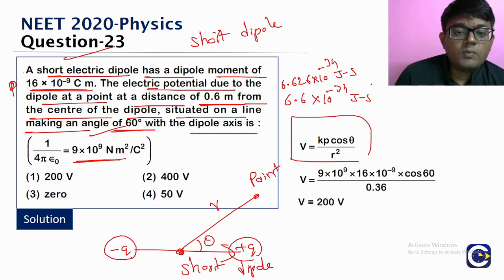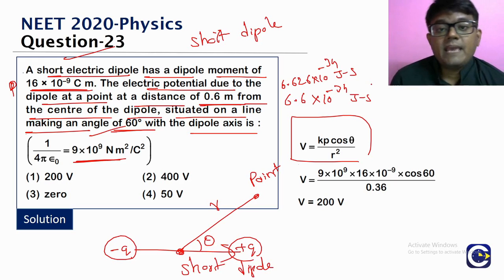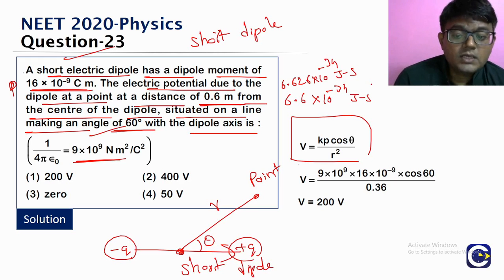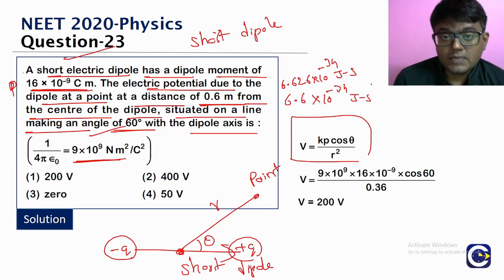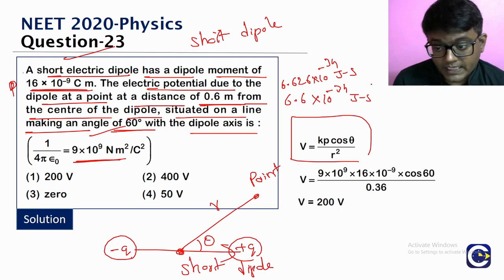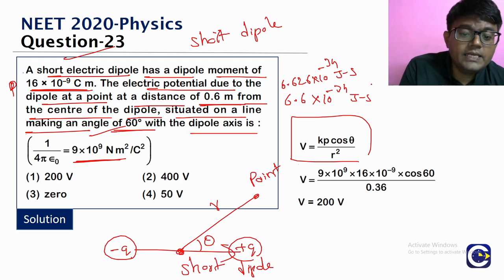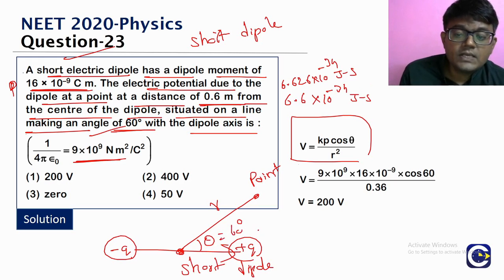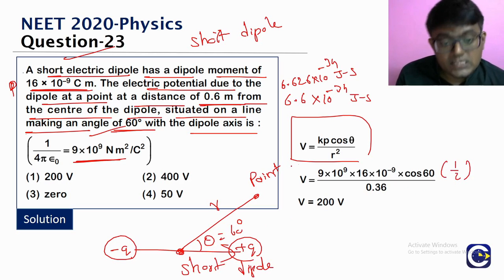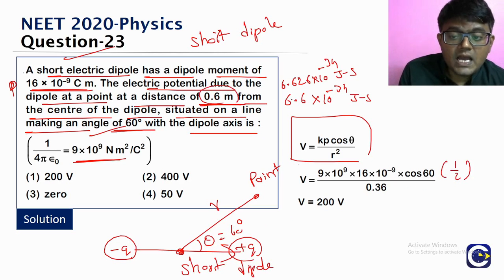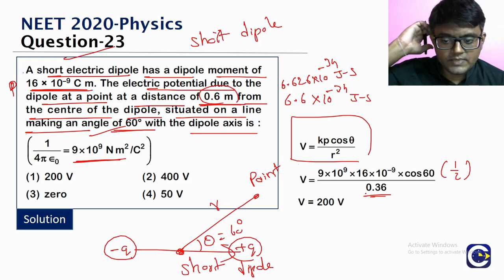So what is the formula for electric potential due to a short dipole? K p cos theta by r square. K is 9 into 10 power 9. And P value is, everything in the SI system so the voltage will come in volt, 16 into 10 power minus 9 coulomb meter, into cos theta. What is the angle here? Theta is 60, so cos 60, which is half, divided by r square. What is the r value? 0.6. r square means 0.6 into 0.6, which is 0.36.